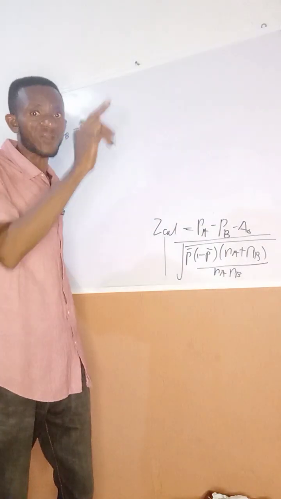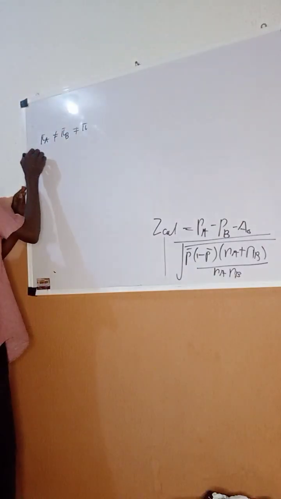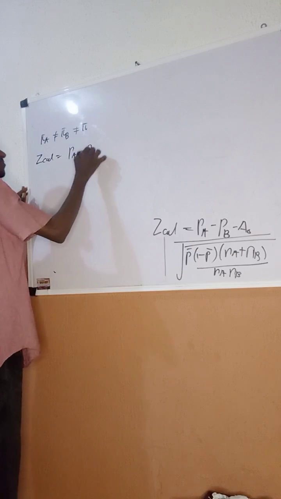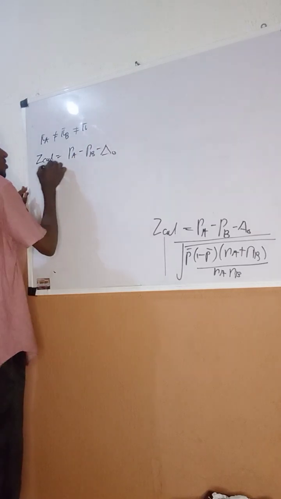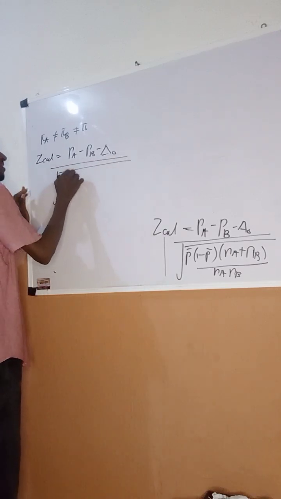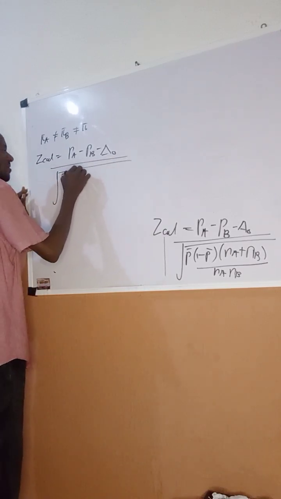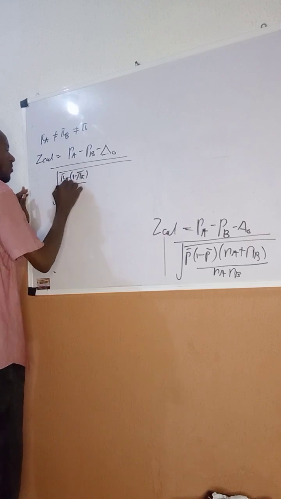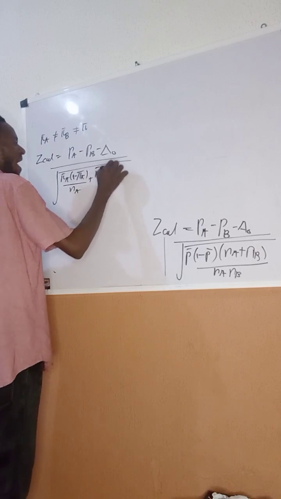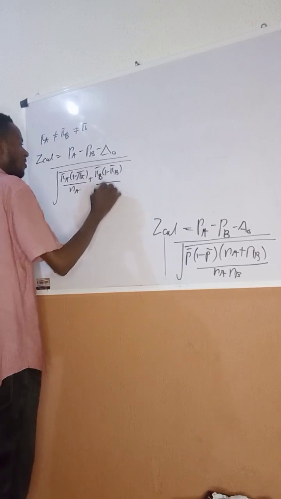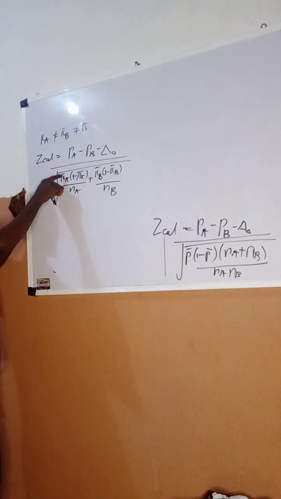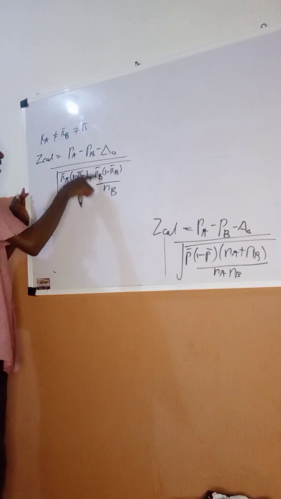Recall that in the first place, we said that our Z curve is given as P of A minus P of B minus delta 0, all over the square root of pi of A into 1 minus pi of A all over N of A, plus pi of B into 1 minus pi of B all over N of B. So indeed, if this condition happens, we are going to estimate this pi of A with P of A, and estimate this pi of B with P of B.